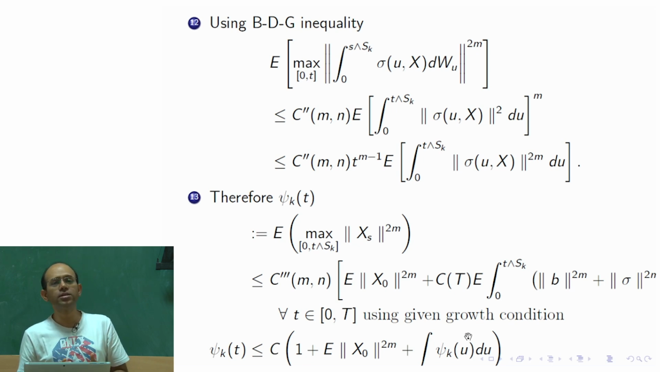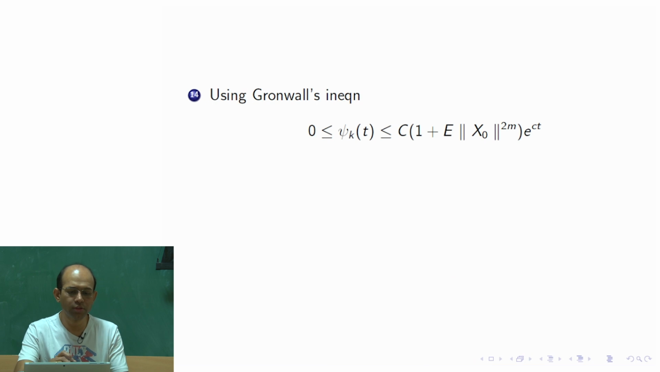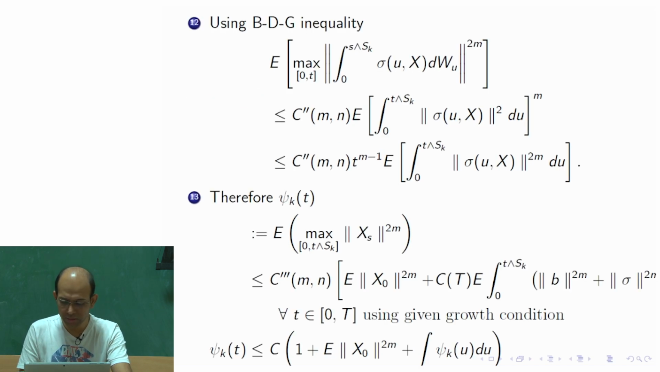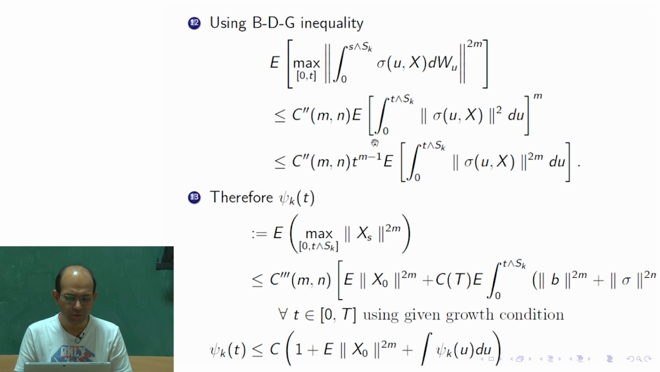This inequality reminds us that we can now apply Gronwall's inequality to get one estimate of the growth of psi k. So, we do Gronwall's inequality. That would give me this thing, correct. So, c times 1 plus expectation of norm of x naught to the power 2m into e to the power of c t. This c is coming from all these constants we have obtained till now. So, this is psi k of t.